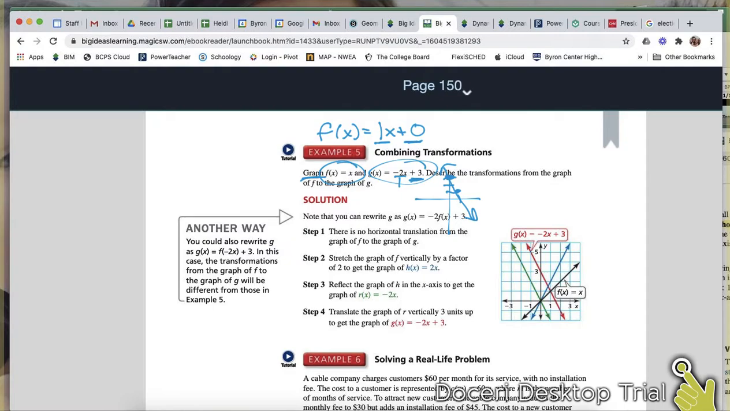That's it for this section. Hopefully we're good to go on the second half here of 3.6.